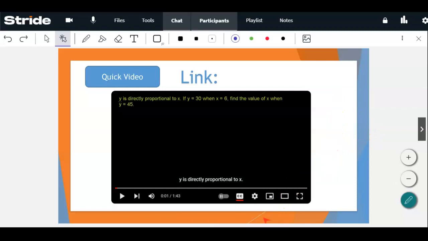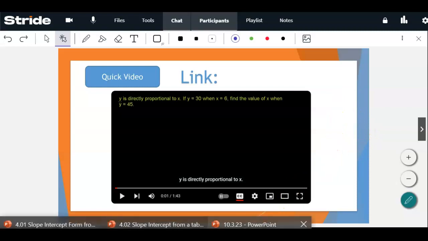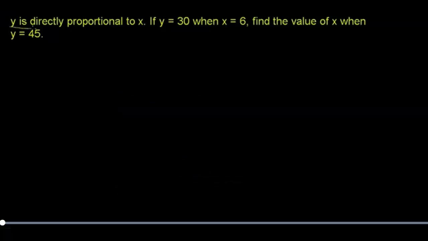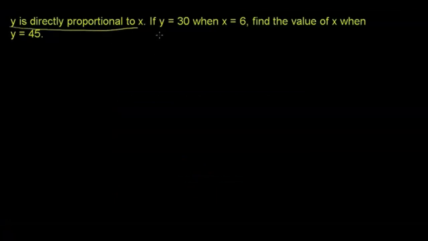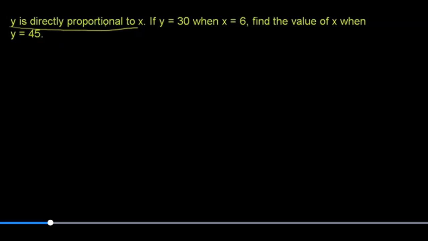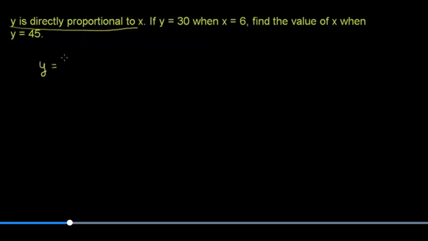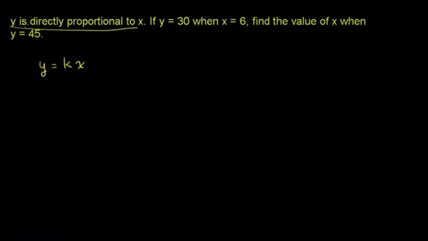All right, so let's watch this video real quick. Y is directly proportional to x. If y equals 30 when x is equal to 6, find the value of x when y is 45. So let's just take each statement at a time. Y is directly proportional to x. That's literally just saying that y is equal to some constant times x. This statement can literally be translated to y is equal to some constant times x.